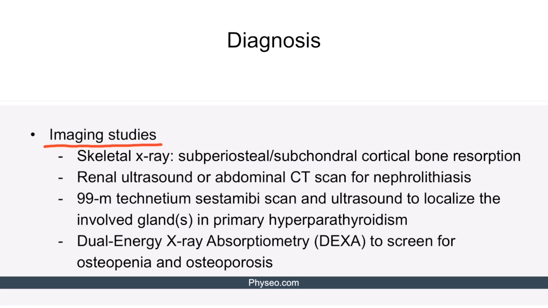Skeletal X-ray can show subperiosteal or subchondral cortical bone resorption in the case of PTH-dependent hypercalcemia. This is because PTH initially starts resorbing the cortical bone. Renal ultrasound or abdominal CT scan can be performed to check for hypercalcemia-related nephrolithiasis. 99m technetium sestamibi scan and an ultrasound can localize the parathyroid gland involved in primary hyperparathyroidism. Finally, dual energy X-ray absorptiometry, also known as DEXA scan, is used to screen for hyperparathyroidism-induced osteopenia and osteoporosis.